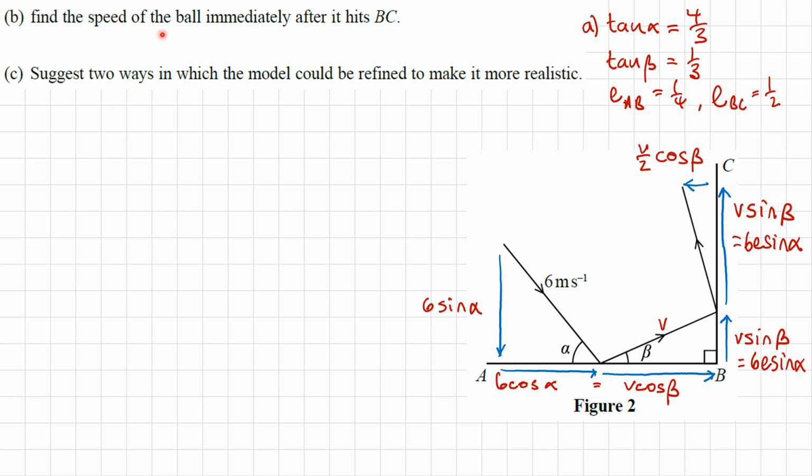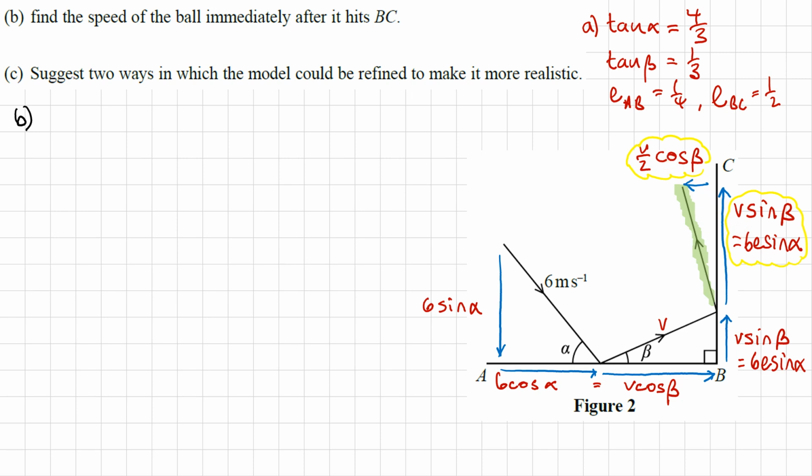Part B, find the speed of the ball immediately after it hits BC. So this is the speed, not the velocity, and we'll need the velocities for the speed. So basically this is what we need to find here. To find the speed, I want what this part is here and this part here, and I want to do Pythagoras on them. Now since I don't know what V is, I want to use values here that don't involve V.